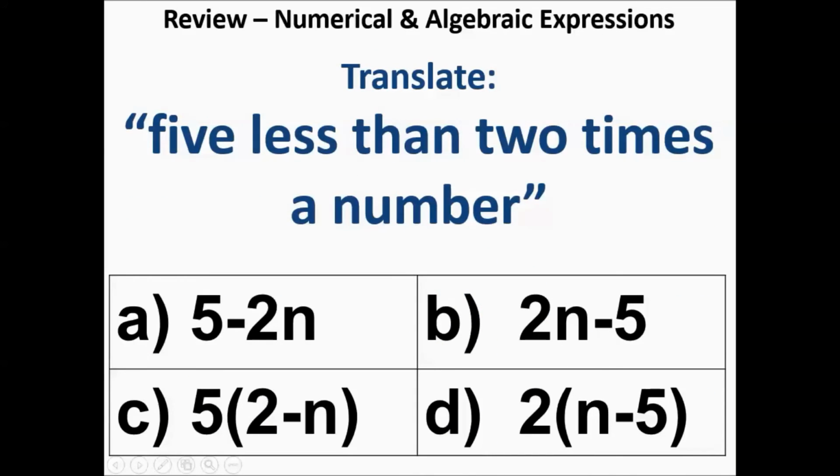This next one, 5 less than 2 times a number. I see the 5 less than, that's going to be a switcheroo. And then 2 times a number was after, it's going to go in the front. It's going to be choice B. Choice C would be a 5 times the difference. Choice D would be a 2 times the difference.